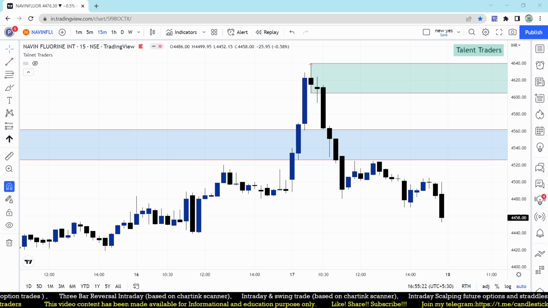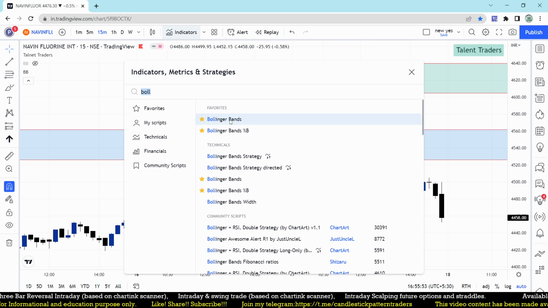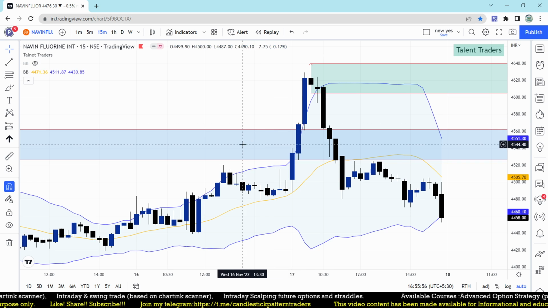We have already created the setup for stocks in the first 5-minute as well as 15-minute time frame. We are going to take selling opportunities like hammer, shooting star, doji, inverted hammer kind of patterns, which form over and above the upper Bollinger Band. This one, Navin Fluorine, we found based on the upper Bollinger Band, and we find a trade opportunity at this bar.